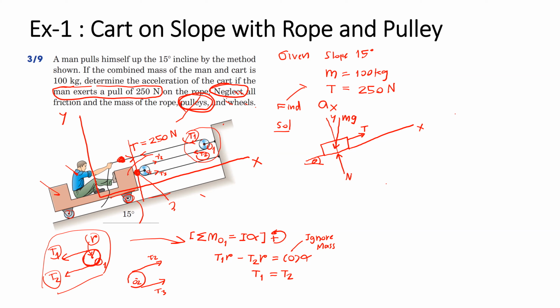Okay, for pulley number 2, what happens here? We should have T2, T3, and T4 here at the center.